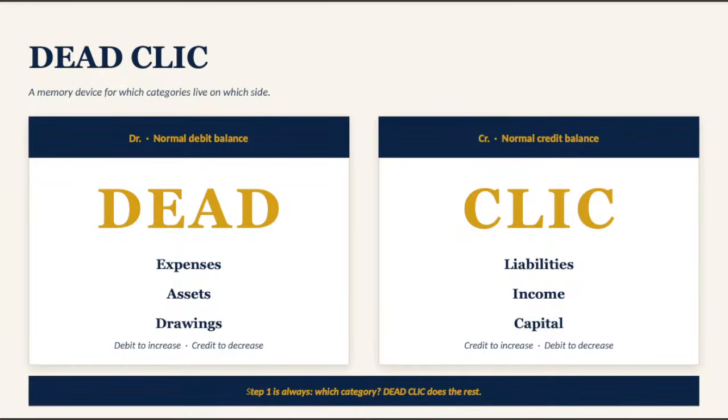All right, so the first step is always which category does the transaction go into? DEAD CLIC does the rest. So you just have to think about the transaction.